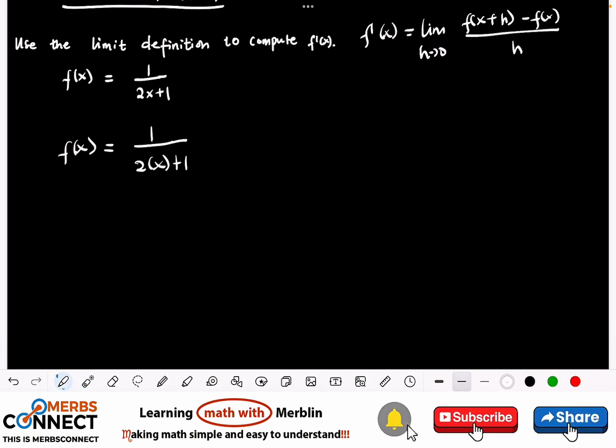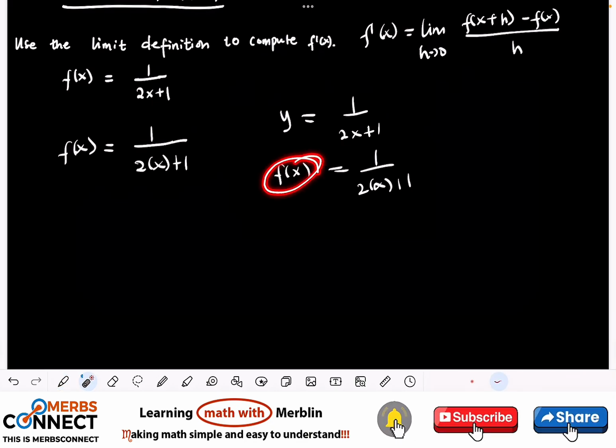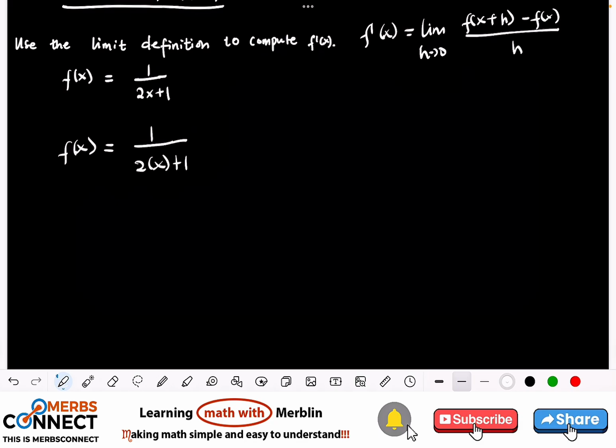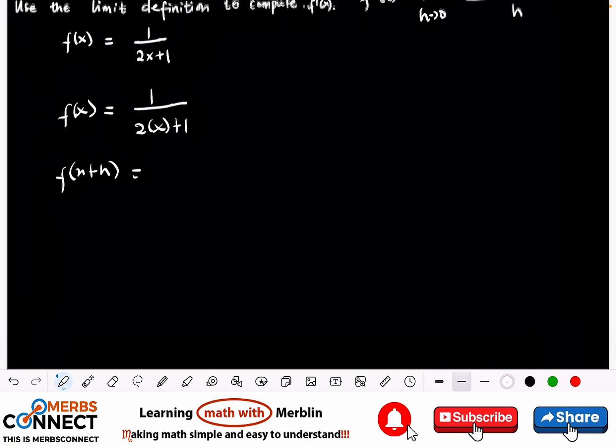Somebody will ask, what if the function was given like 1 over 2x plus 1? What am I going to do? For me to see it very well, I'll just make y equal to f of x, so that when I write this one, I can also put the x into parentheses. So x here, the same thing. This now is going to help us to find f of x plus h, right?